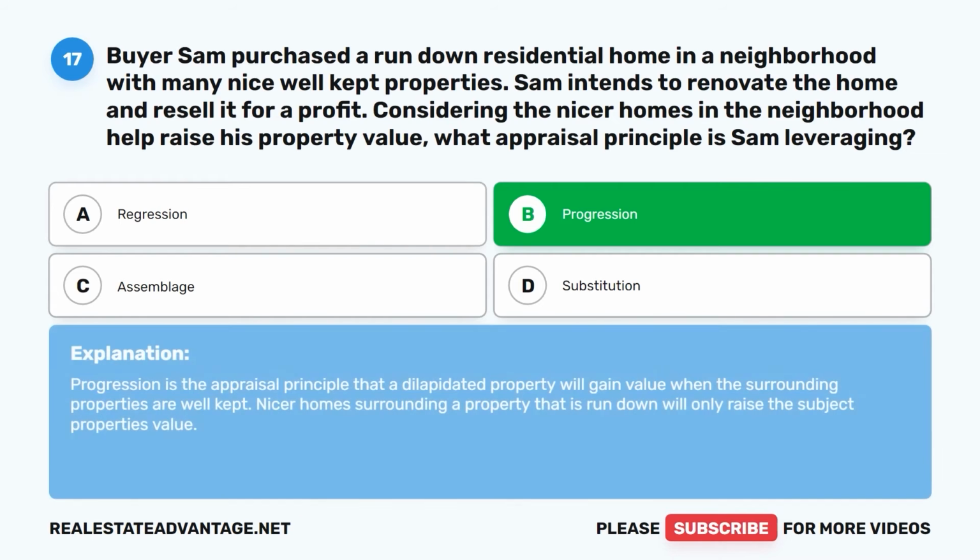The correct answer is B. Progression. Progression is the appraisal principle that a dilapidated property will gain value when the surrounding properties are well kept. Nicer homes surrounding a property that is run down will only raise the subject property's value.